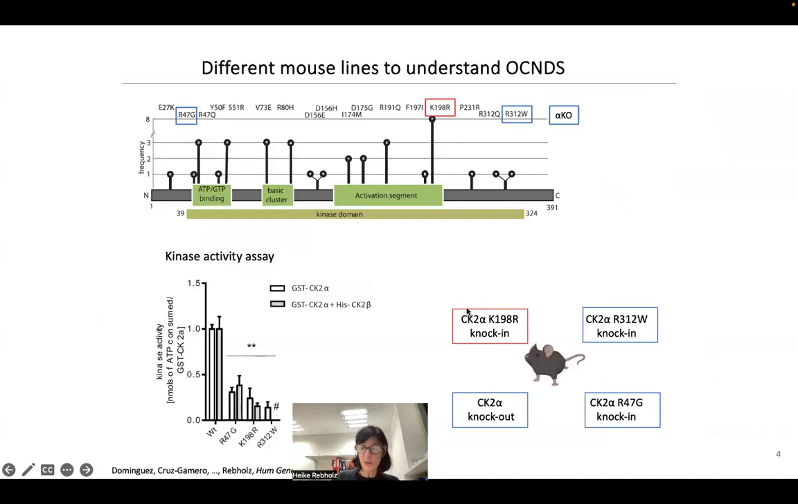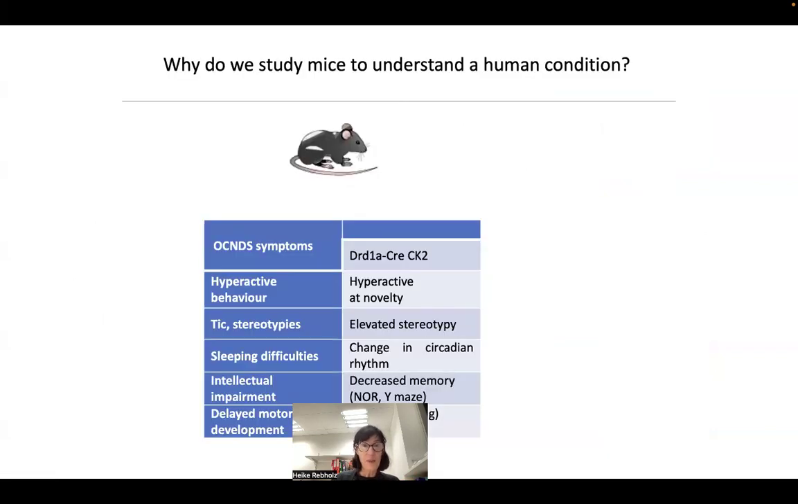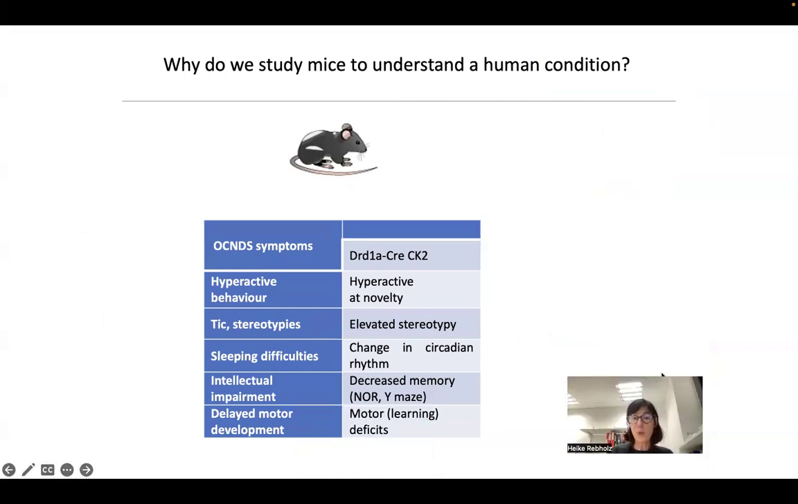between 2 nerve cells. For example, one receptor, a glutamate receptor on that side of the synapse, is phosphorylated by CK2. We know that for sure. But why do we study mice and not just brain cells or anything? Why do we want to work with mice?